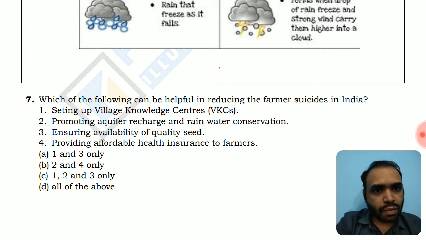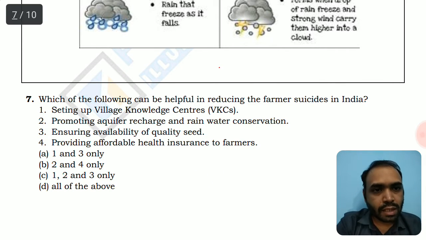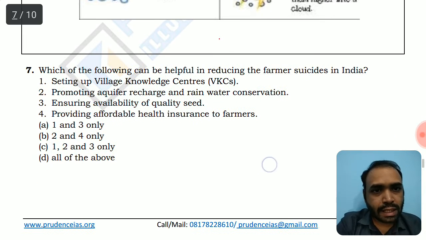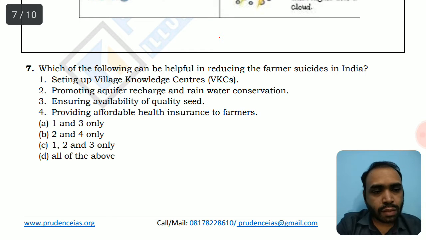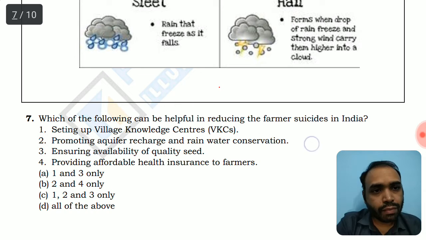Ensuring availability of quality seeds, that is definitely true. Quality seeds will enhance the productivity of the farmland. Providing affordable health insurance to the farmers in case of illness or sickness, so that option is also going to reduce farmer suicide. These are all recommendations of the Santa Kumar committee, which was established to inquire into farmer suicide.